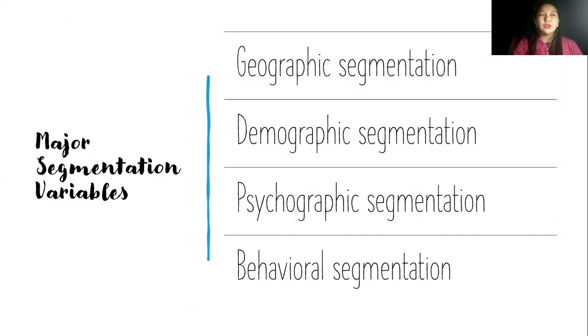As I've said, there are four major segmentation variables. Ibig sabihin nun, these are the different variables that you can use to divide your market, because segmentation is all about dividing the market, right? Number one, geographic segmentation. As the term itself, alam mo na kung paano mo siya hatiin. The second one is demographic segmentation. The third one is psychographic segmentation. And the fourth one is behavioral segmentation.